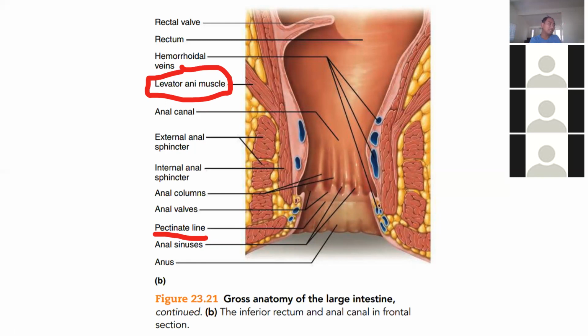And outside the internal anal sphincter, we have skeletal muscle fiber, which makes the external anal sphincter. So these are the external anal sphincters, which are our voluntary control. If the time is not appropriate, we can squeeze this external anal sphincter so that we don't poo.